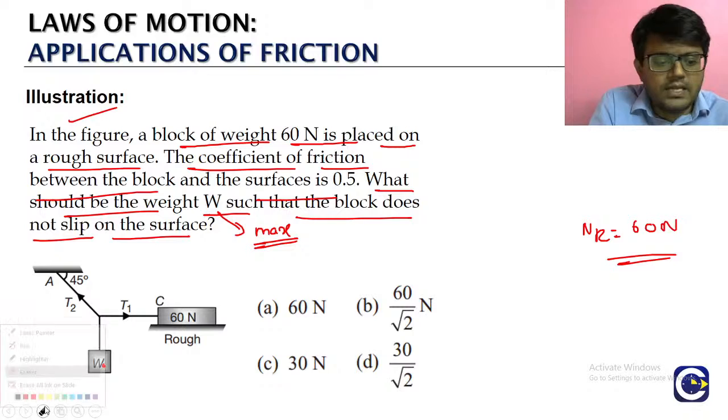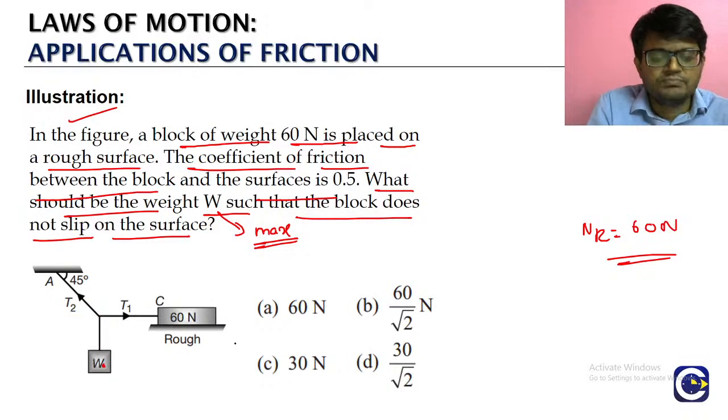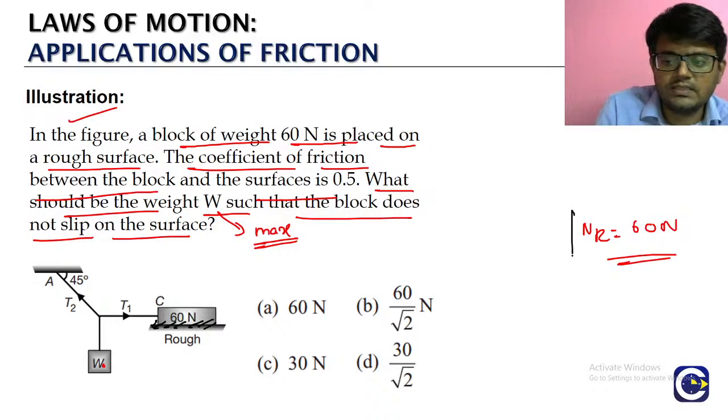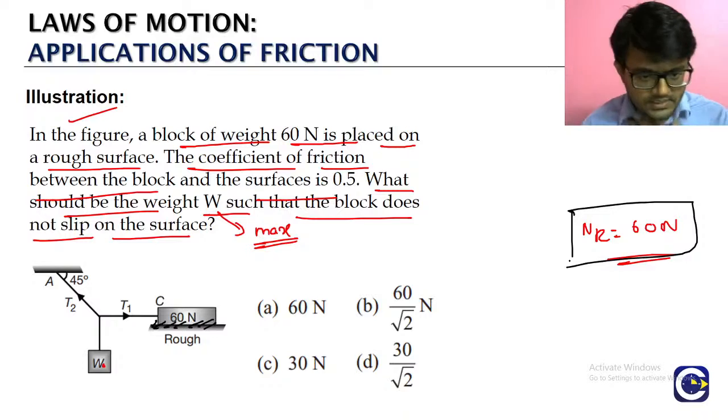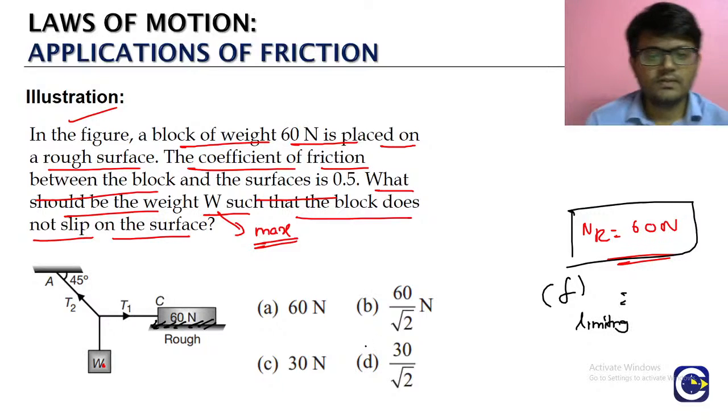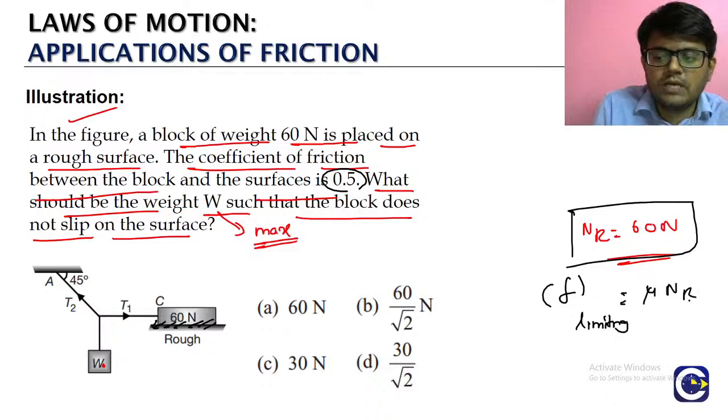Already we got one result. What is it? The normal reaction between the 60 newton block and the surface is 60 newtons. So from here we will get the limiting value of frictional force. We will take 0.5 as the coefficient of static friction. So the limiting frictional force will be mu into normal reaction, right? That is 0.5 into 60, that is 30 newtons.